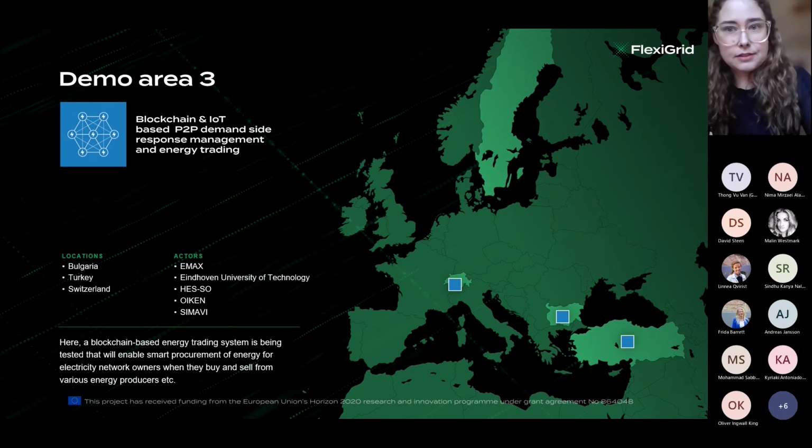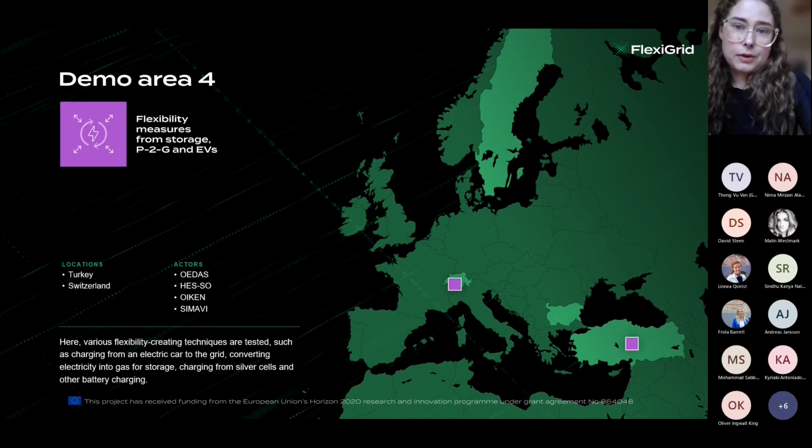Demo area 3 is investigated in the demos in Bulgaria, Turkey, and Switzerland. And here we test a blockchain-based trading system with the purpose to enable smart procurement of energy for electricity network owners. And lastly, we have in Turkey and Switzerland a demo area number 4, which is about vehicle to grid, working with gas storages and other types of storage solutions.